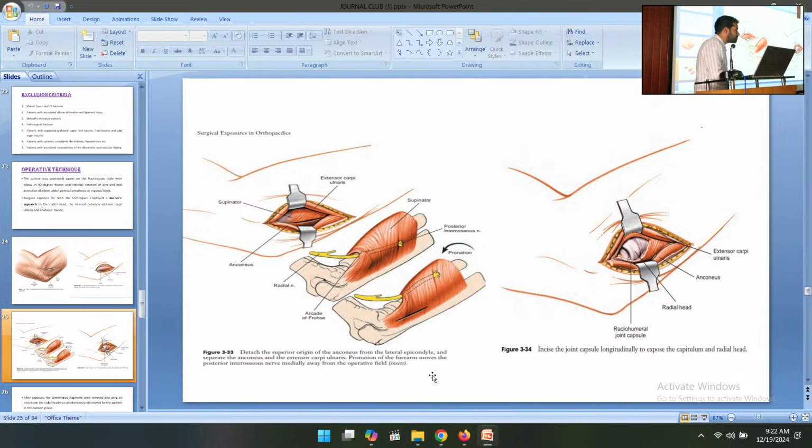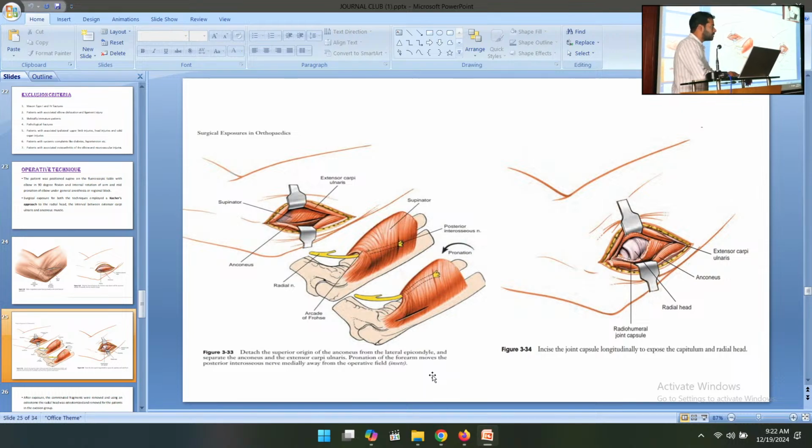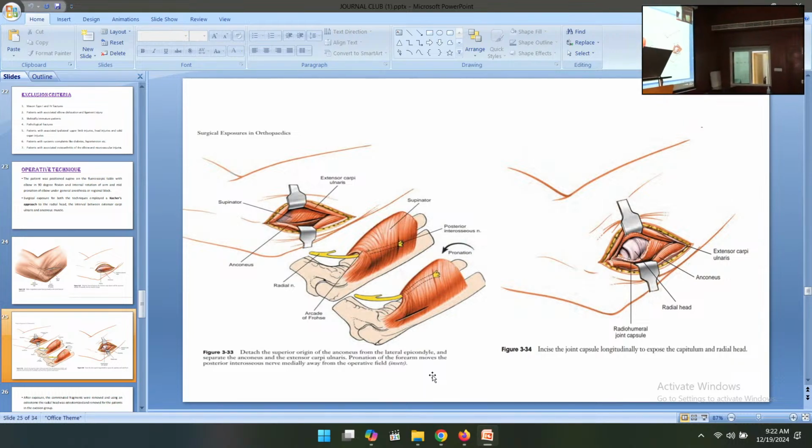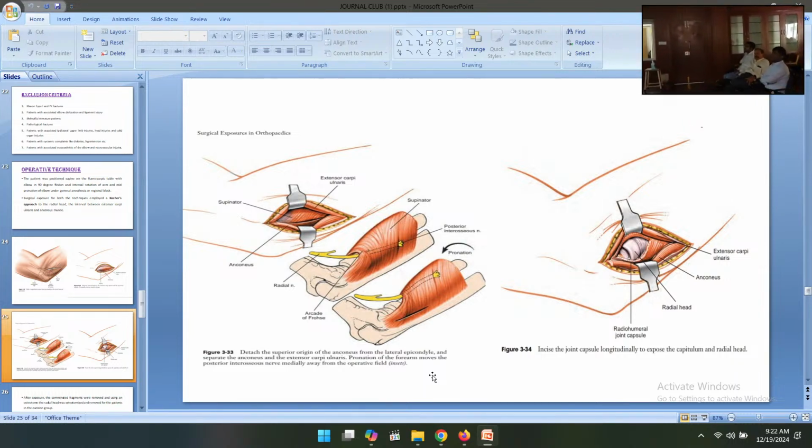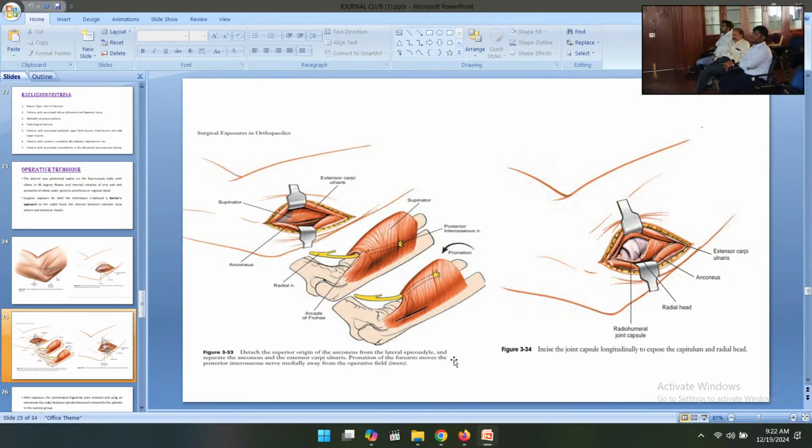Sir? In pronation, sir. Sir, PIN will move medially, sir, while doing it.